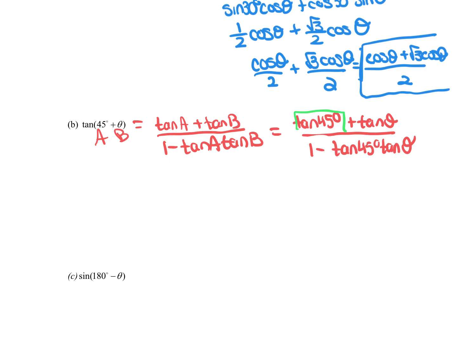Tangent of 45 degrees is 1 and 1. So you get 1 plus tan theta over 1 minus tan theta, because 1 times anything is the other thing. And that is your final answer.